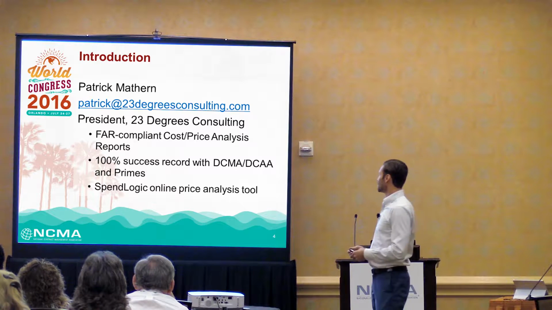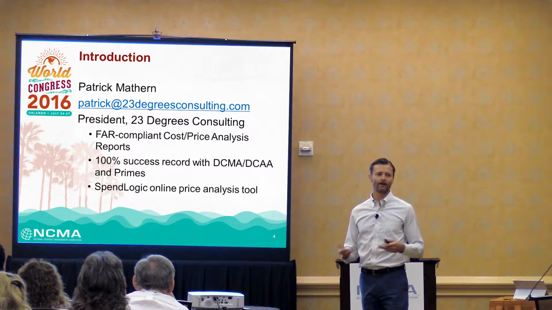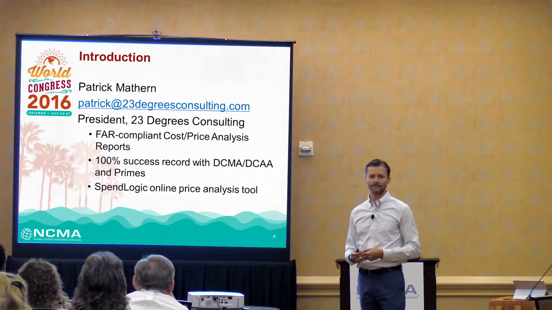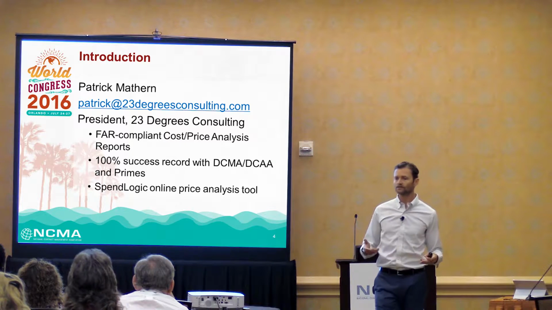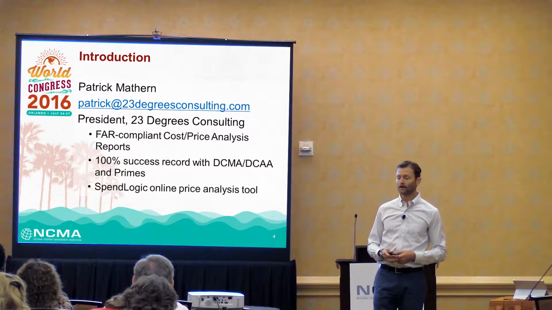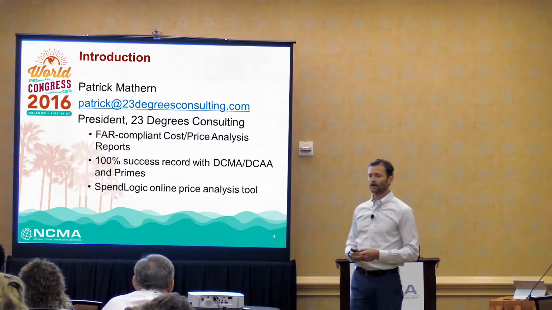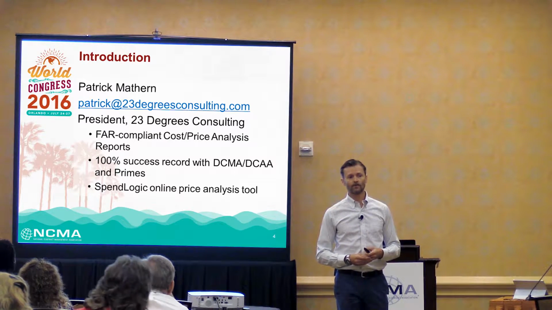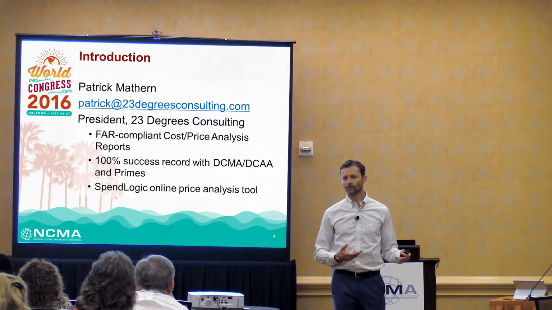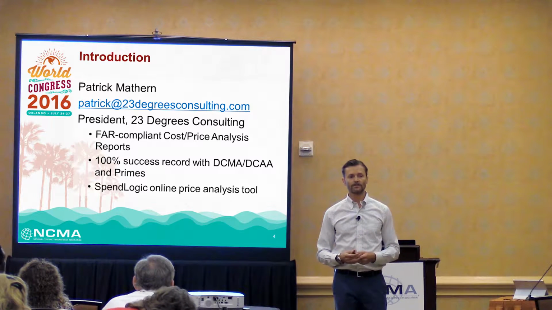We provide FAR-compliant cost and price analysis reports on behalf of major primes, typically. We have lots of different sizes of clients, but we typically work with Boeing, Northrop Grumman, large primes. We have a 100% success record with the DCMA and the DCAA and large primes. So when we write our reports, we have great success with getting those reports accepted through FactFind and through negotiations.